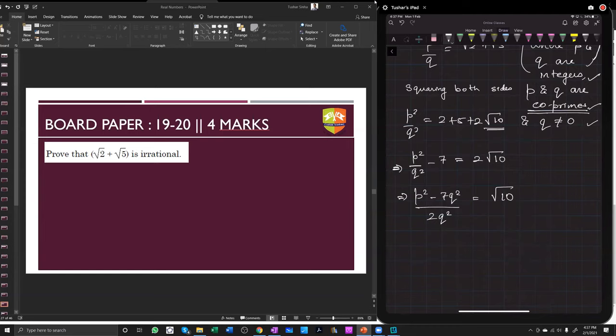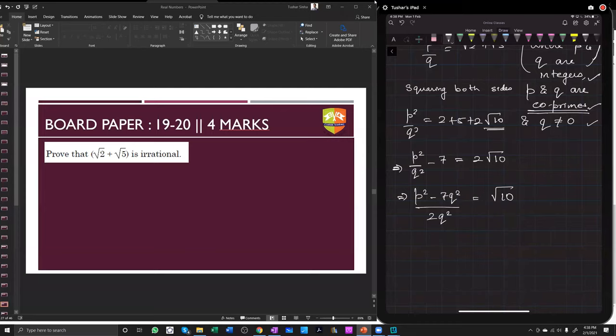Sir, what I meant to say is that it's given that root 2 plus root 5 will be P by Q. So if we take root 5 to the other side, we get P minus Q root 5 by Q is equal to root 2. So root 2 is being expressed as P by Q, which is not possible.